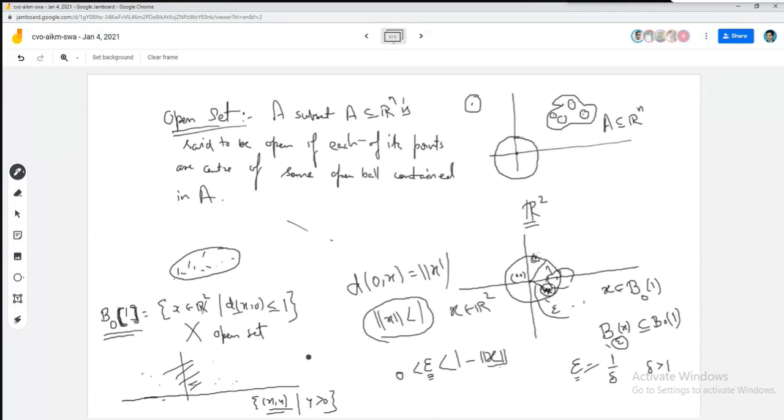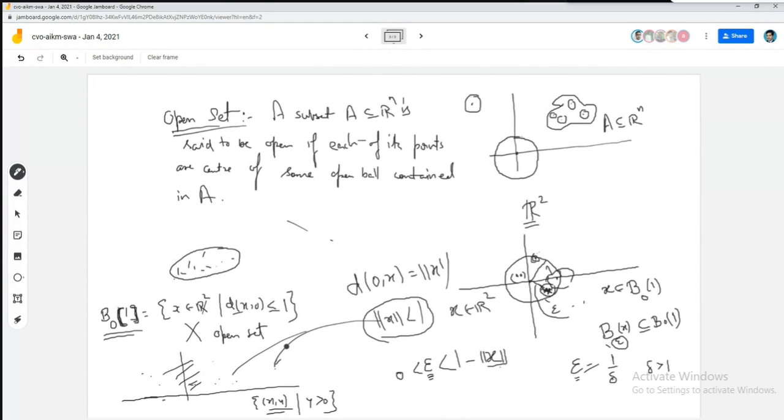What about a line? If you take any line or any curve, this will not be open. This is an exercise to show that if you take any one dimensional object in R2, or more generally any n minus 1 dimensional object in n dimensional space, it will not be open. So in particular, any curve, either a straight line or a parabola, whatever curve you take in R2, is not going to be an open set.